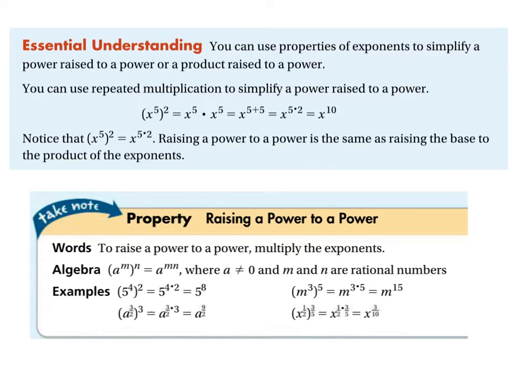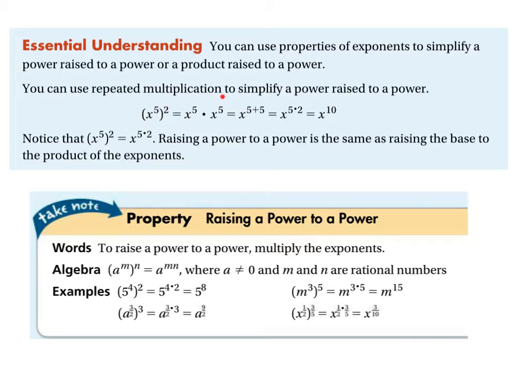Okay, so here we go with this next lesson, which is really an extension of the last lesson that we did, 7-2. Raising a power to a power. You can use properties of exponents to simplify a power raised to a power like this. X to the fifth is the base, and you're raising that to the second power. You're essentially saying we're going to take this base, x to the fifth, multiply it together twice.